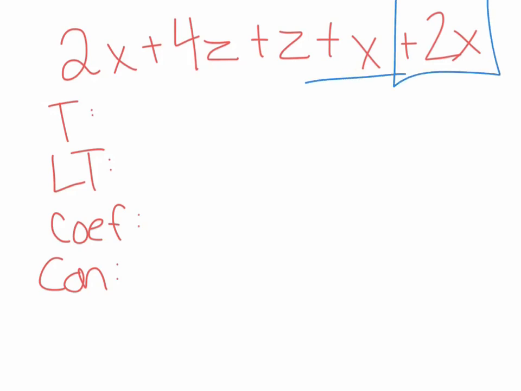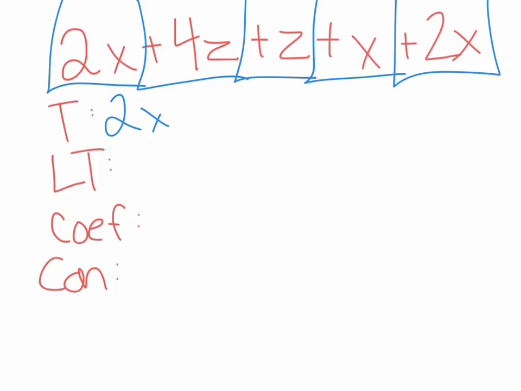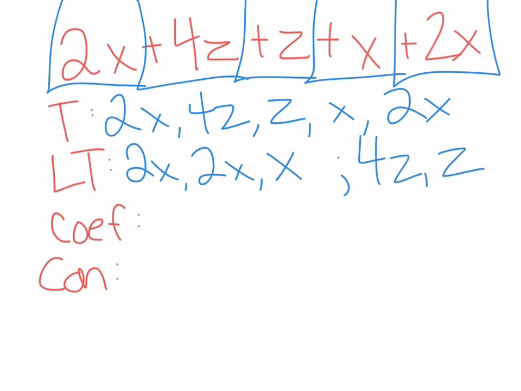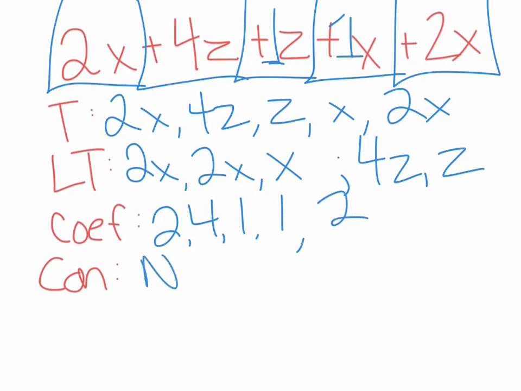Here we go, train it up. So we have 2x, 4z, z, x, and 2x. So for the x's, we've got 2x, 2x, and x. And then we also have 4z and z. So our coefficients are 2, 4, 1, 1, and 2. Remember those invisible ones. And then constants, we have none.